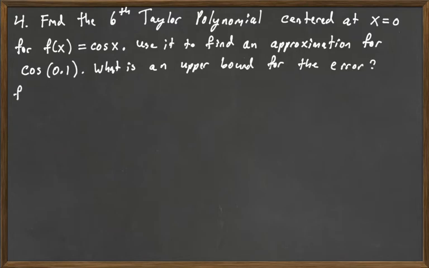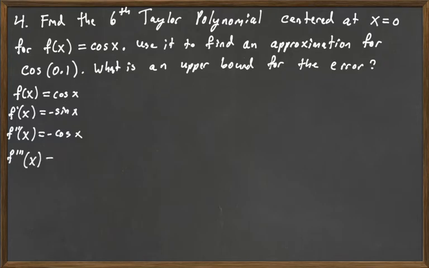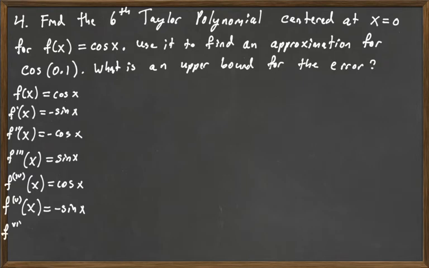Alright, so we're going to start off with f of x is equal to cosine. And we'll take the first derivative, which is minus sine, and the second derivative, which is minus cosine, and the third derivative, which is sine. Fourth derivative, we're back to cosine. Fifth derivative is back to minus sine. And the sixth derivative is back to minus cosine.